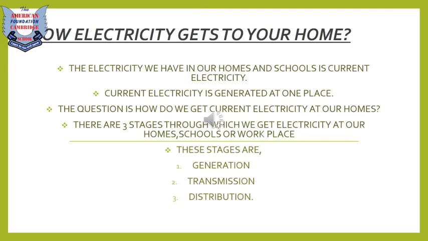You all know that electricity is produced, but how does electricity get to our homes? The electricity we have in our homes and schools is current electricity. Current electricity is generated at one place, but the electricity produced is of very high power. We cannot use that electricity in our homes. The question is, how do we get current electricity at our homes? There are three stages through which we get electricity at our homes, schools, or workplace. These stages are generation, transmission, and distribution.